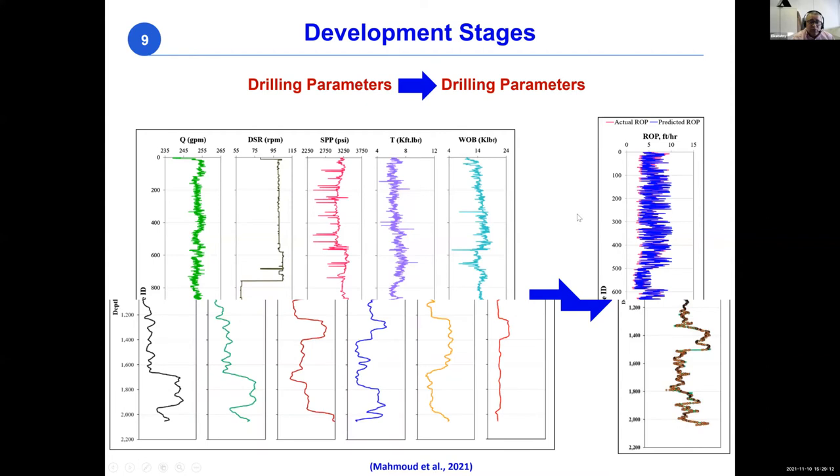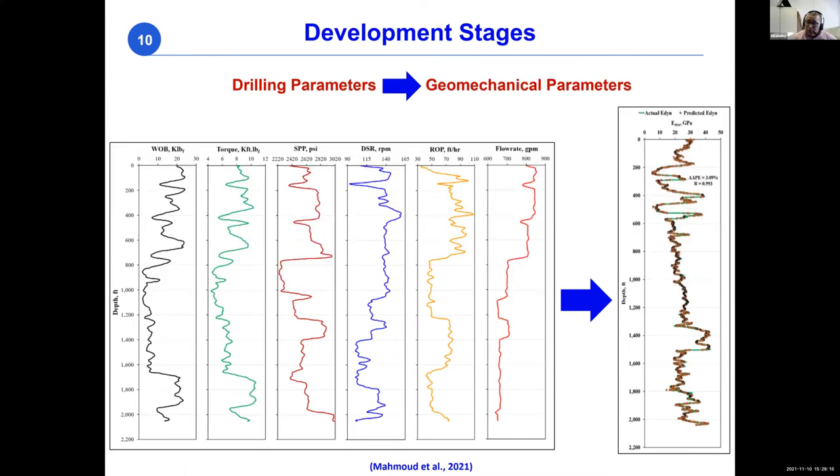Then we said, now it's time to start thinking about the geomechanical parameters. We need to predict the geomechanical parameters, not from logging. Maybe we don't have the logging. As drilling engineers, we are the guys that first touch the rock. And when we touch the rock, we have a real-time record of all of the drilling mechanical parameters, such as the weight on bit, torque, RPM, flow rate, pressure, rate of penetration, and so on.